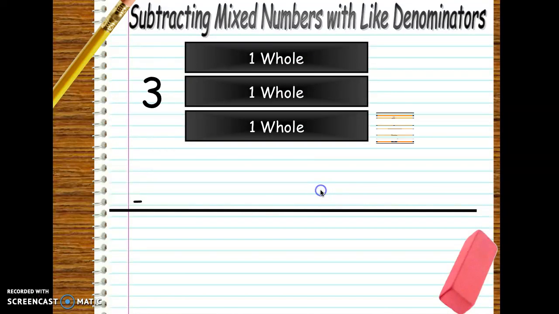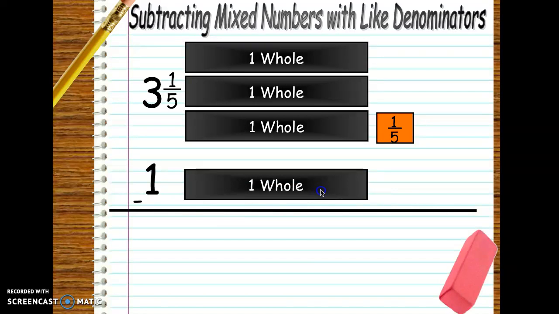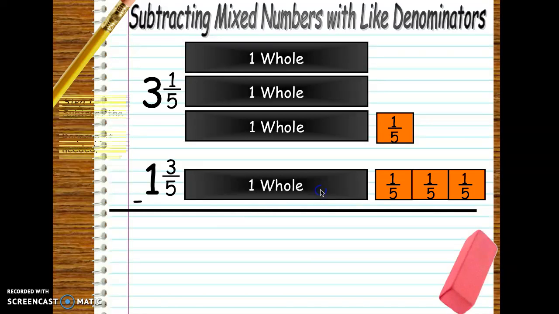So we have 3 and 1/5 subtracted by 1 and 3/5. So using our same steps, we're going to subtract the fractions. But looking at our fractions, we see that our top number has a smaller number than our bottom number. So what we're going to have to do is regroup.